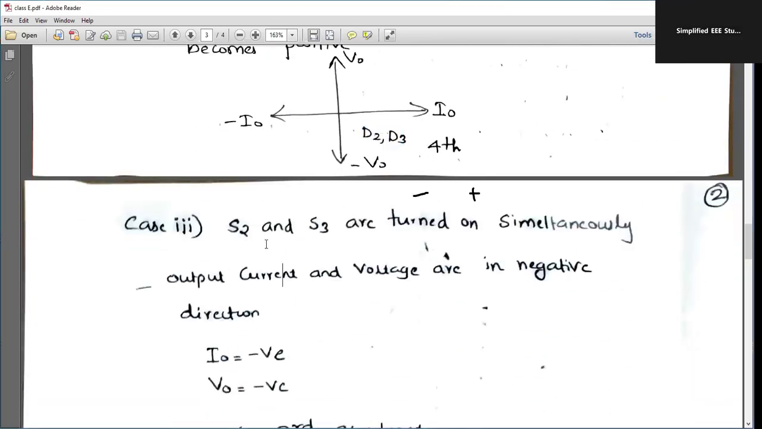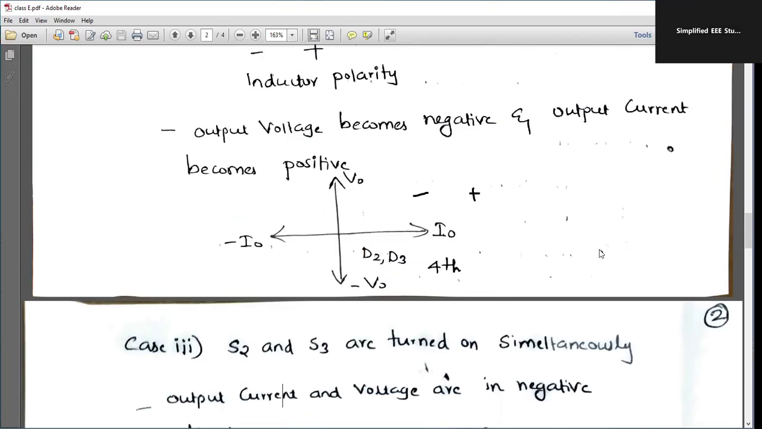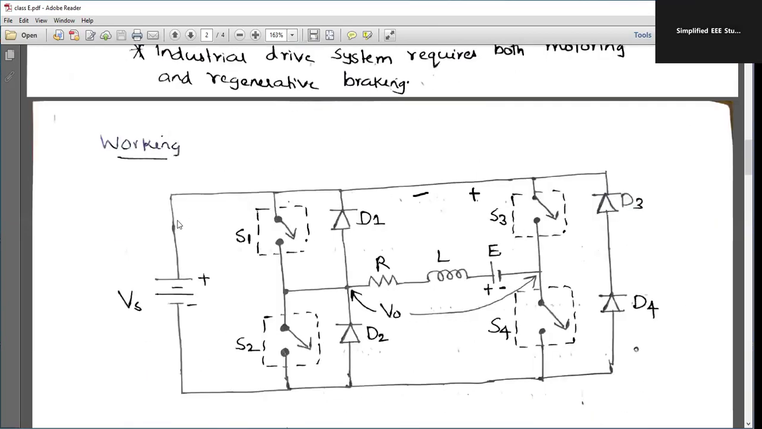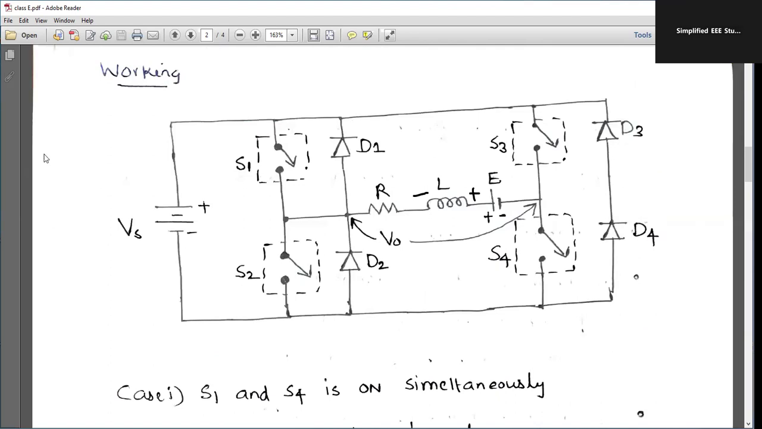Now I would like to discuss the third case. In the third case, S2 and S3 are turned on simultaneously. So let us come back to the diagram. S2 and S3 will be turned on simultaneously. What about the current flow? The current flow will be in this direction, positive. Then it is directly moving on to the switch S3, that means the IGBT.